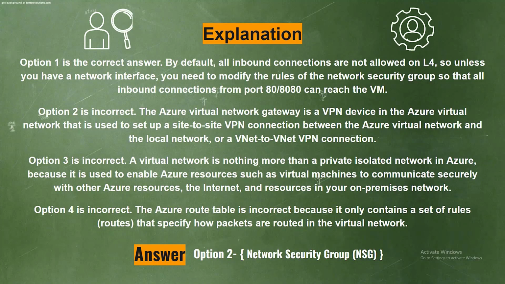Option 2 is incorrect. The Azure Virtual Network Gateway is a VPN device in the Azure Virtual Network that is used to set up a site-to-site VPN connection between the Azure Virtual Network and the local network, or a VNet to VNet VPN connection. Option 3 is incorrect. A virtual network is nothing more than a private isolated network in Azure, because it is used to enable Azure resources such as virtual machines to communicate securely with other Azure resources, the internet, and resources in your on-premises network. Option 4 is incorrect. The Azure route table is incorrect because it only contains a set of rules that specify how packets are routed.